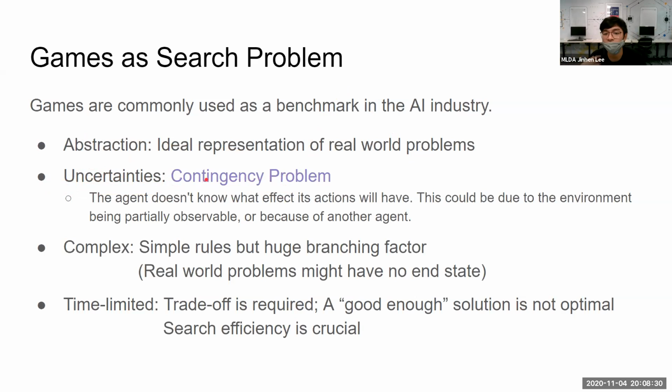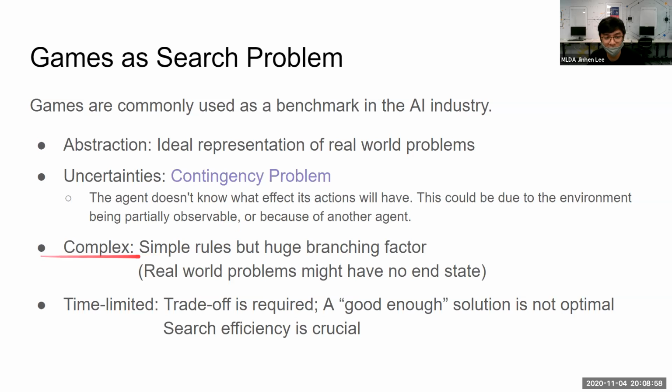Also, some games have uncertainty, which brings you to this contingency problem. The reason is that for certain games, you might have another player. So the uncertainty comes because you don't know what the other player will actually do. And sometimes in an inaccessible environment, you don't really know what effect your actions will have on the environment. So in that sense, it introduces some amount of uncertainty in the representation.